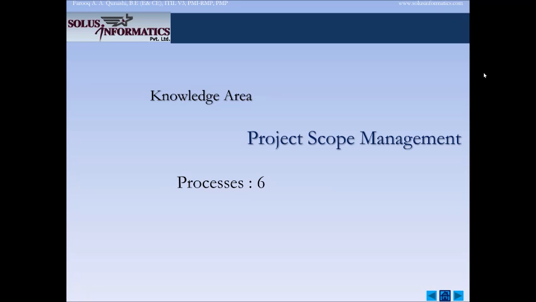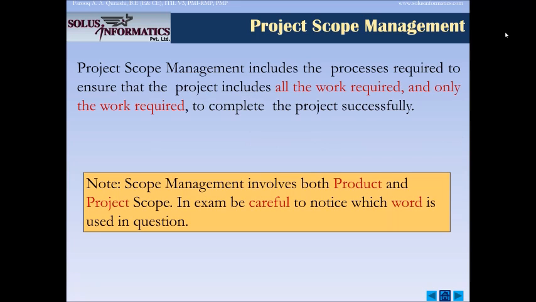Out of the 49 processes that we have, 6 of them fall into the project scope management knowledge area. Now, project scope management includes the processes required to ensure that the project includes all the work required and only the work required to complete the project successfully. All the work required and only the work required is the scope of the project.